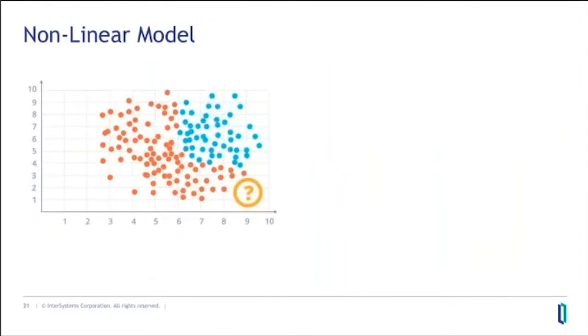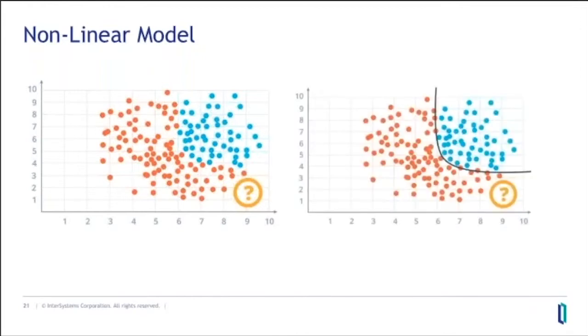Now, in reality, we might not be so fortunate that we can just drop a line between our data and get it separated perfectly. In reality, maybe no matter how high your SAT score, if your school grades are low, you just won't get accepted. So in that case, a linear model will not perfectly separate this data. And I guess the question is, can we find a nonlinear model to separate the data?